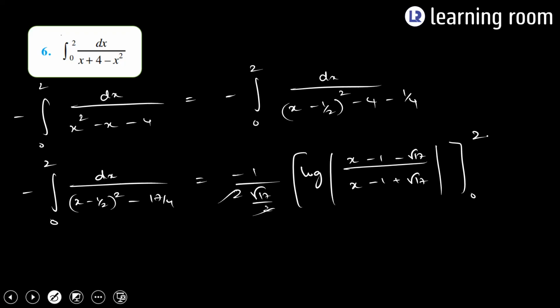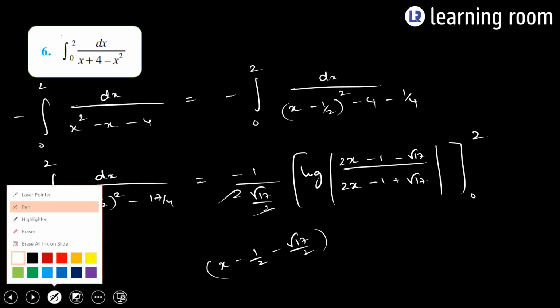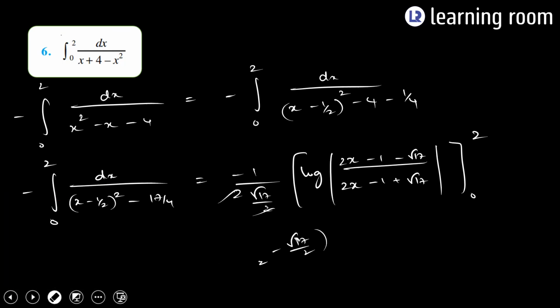Put the word to be understood what it is. X minus 8, actually when the 2x is there. So x minus 8, in simple, so 2x minus 1 minus 17, the whole divided by 2. In the denominator level, we have 2x minus 1 plus 17. So the 2 and 1 cancel, and I write the final value.